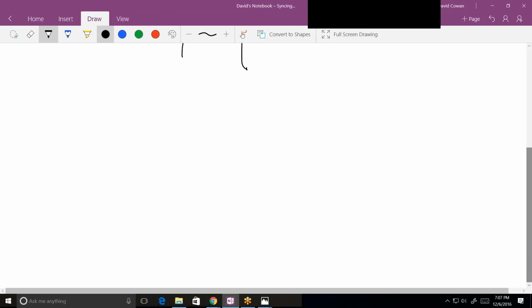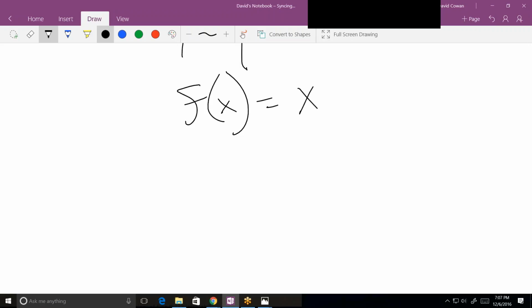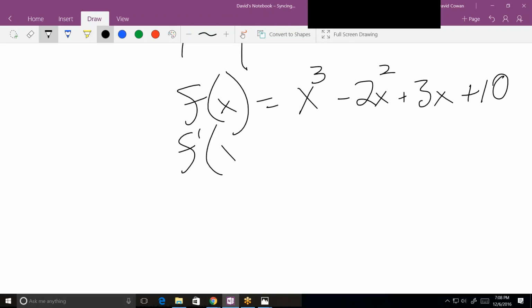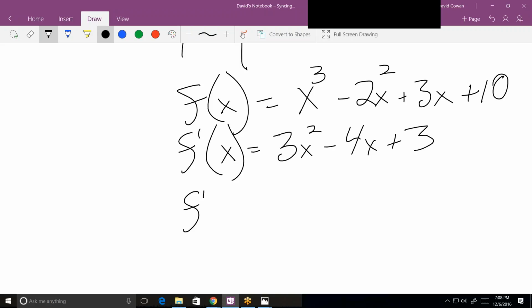If I give you a function, give me the first derivative. It'd be 3x squared minus 4x plus 3. Give me the second derivative. It'd be 6x minus 4. Where's the inflection point on the original function?